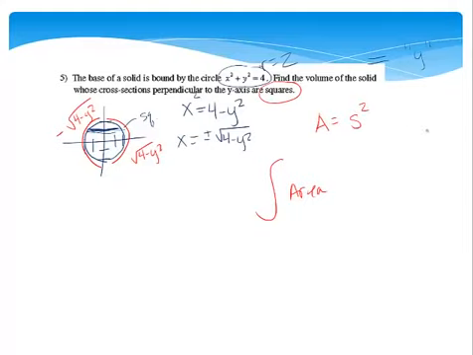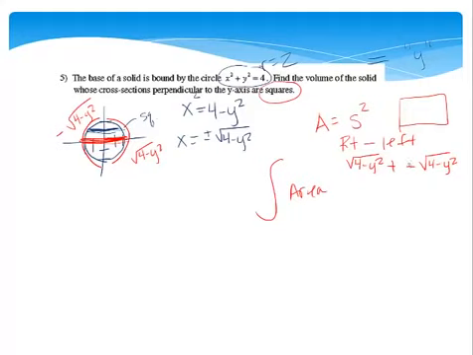Well, what's the side length of my square? The side length of my square is this dimension right here. So I need to go the very right side minus the very left side. Well, the right side is this, and my left side is the opposite. Look familiar? So we're going to add these together.